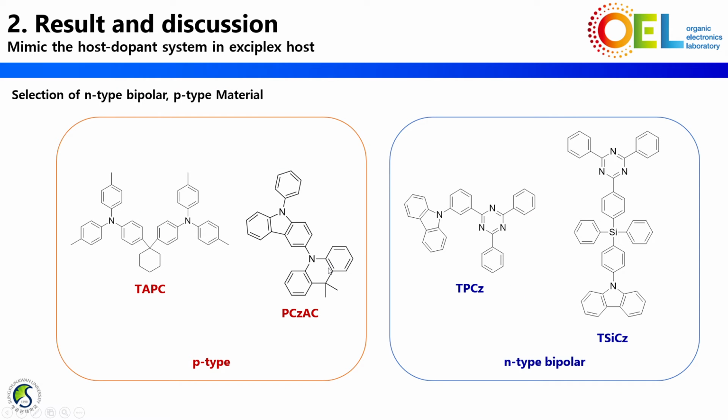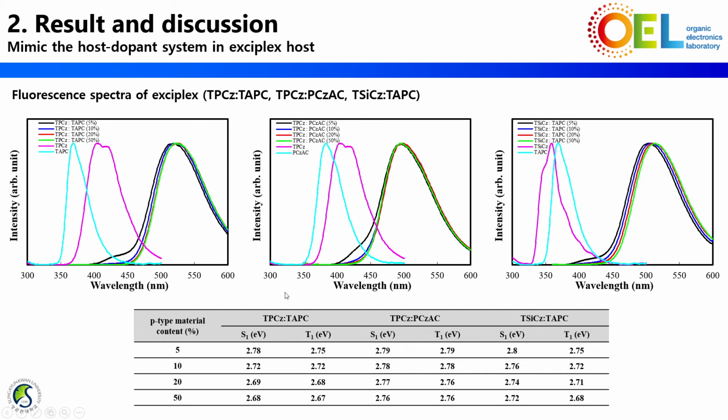In this chapter's study, various p-type and n-type pairs are prepared, and the reduced component was p-type, so the n-type material should be a bipolar host. Selected p-types are TABC and PCZAC, and the n-type bipolar hosts were TPCZ and TSICZ. The pairs are three like this, and the p-type ratio was 5, 10, 20, and 50%.